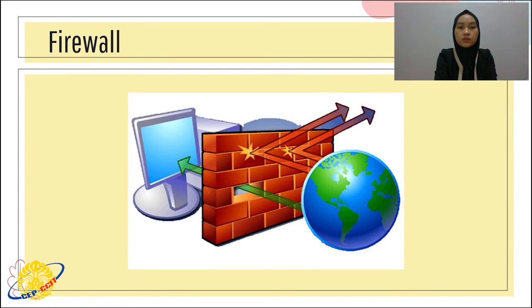Firewall is a network security device that monitors incoming and outgoing network traffic and permits or blocks data packets based on a set of security rules. Its purpose is to establish a barrier between your internal network and incoming traffic from external sources, such as the internet, in order to block malicious traffic like viruses and hackers.